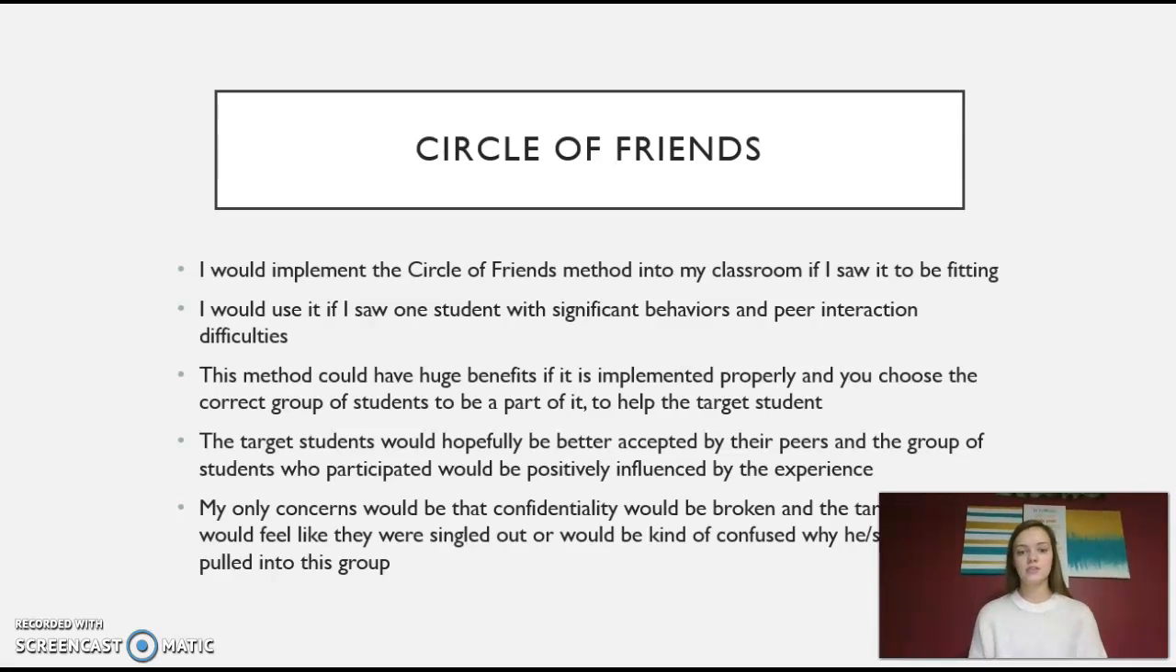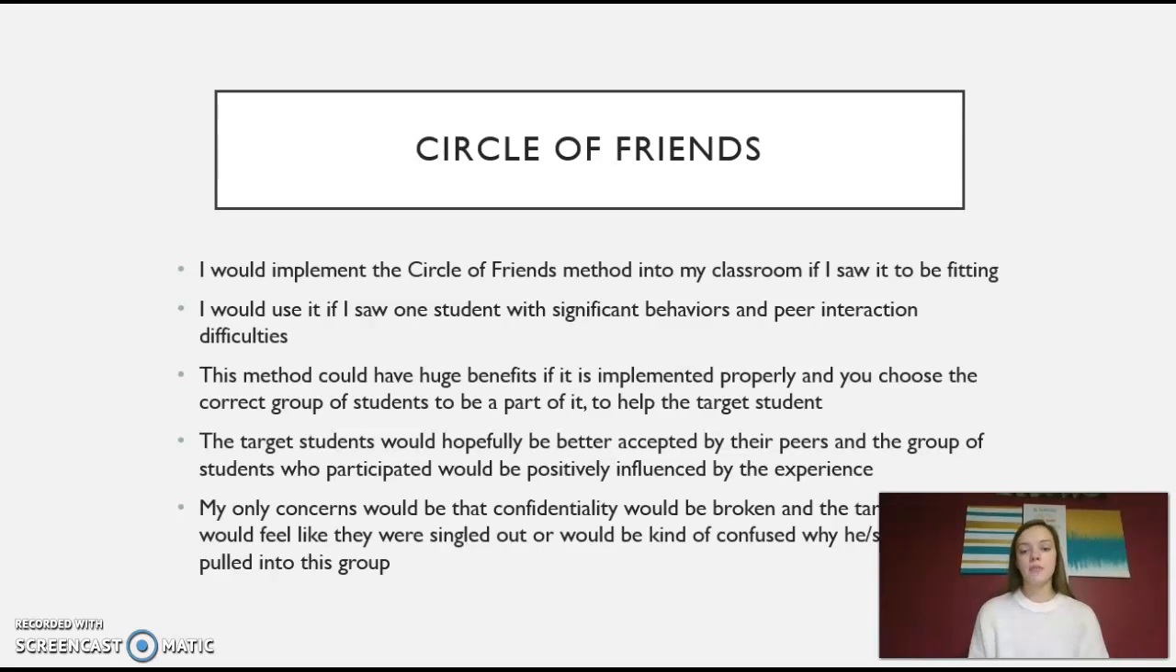So I think that the target students would hopefully be better accepted by their peers, and the group of students who participated would be positively influenced by the experience. They would see that their interactions with this student really affect how the student goes about their day, and that they were a part of that, and that would really positively influence them.